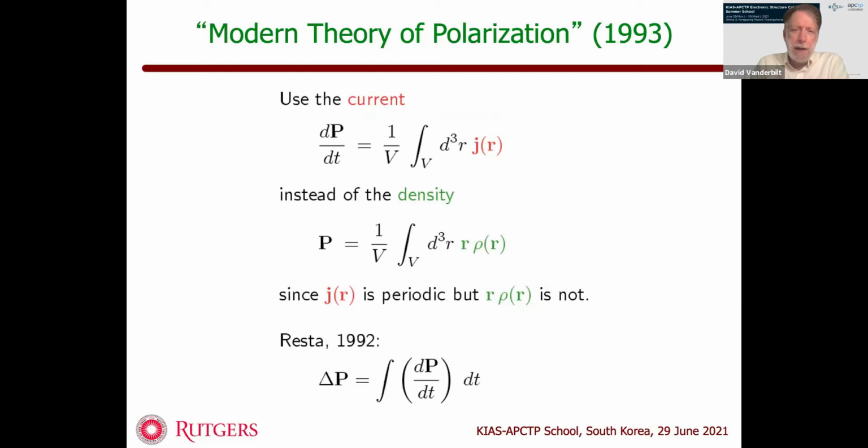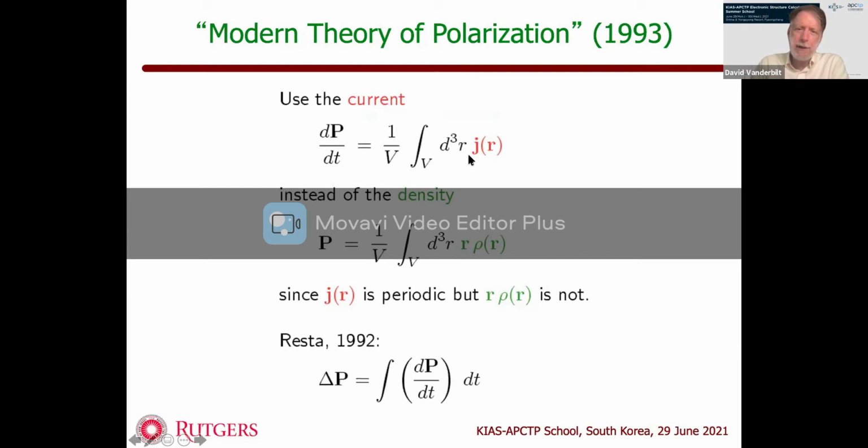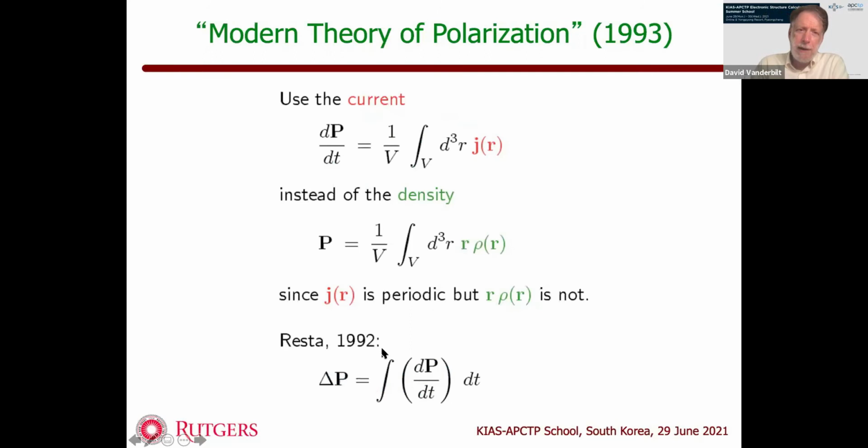One way of seeing how we're getting around this problem, although it's not directly related to the explanation I just gave you, but I think this is also useful. In some sense, the way to see that this expression that I got here is correct is to focus not on the polarization, but on the time derivative of the polarization.